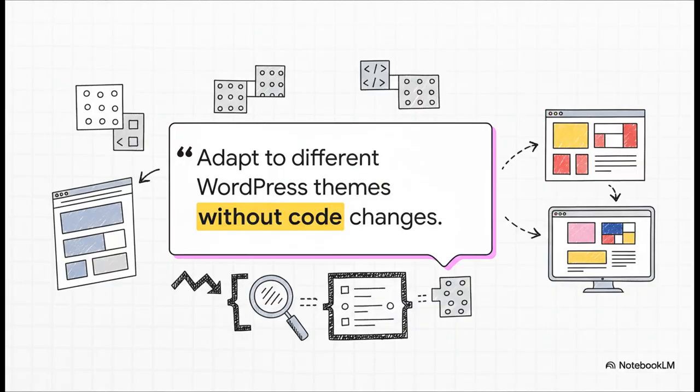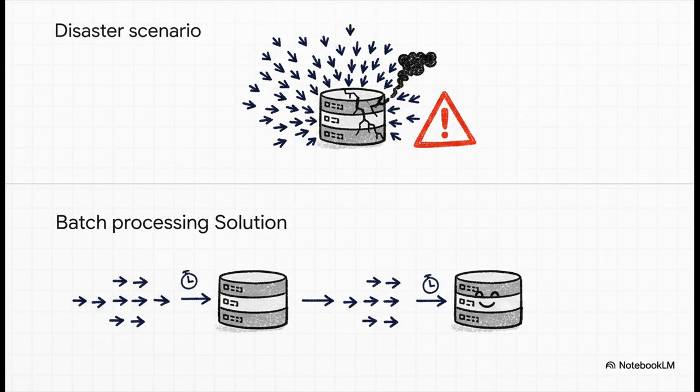Now this right here, this is a total game changer for maintenance. A brittle scraper would have code that says, find the H2 tag with the class product title. But here, all those instructions, the CSS selectors, are pulled from an external config file. So if the website changes its design, you don't have to recompile your app. You just update a text file. That's huge.